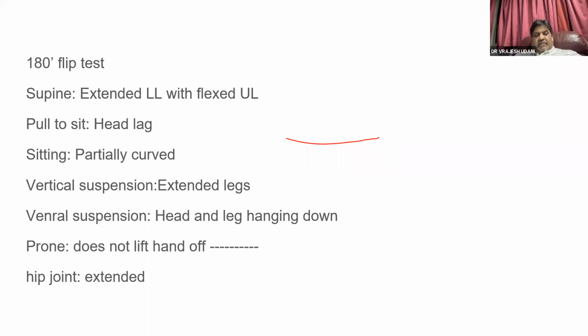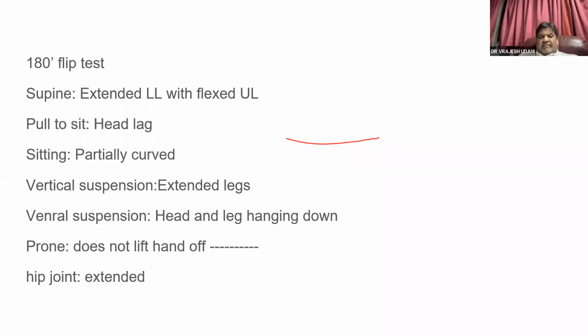Go on. So on supine position, the child had extended lower limb and flexed upper limb. When pulled to sit, there was head lag present. When sitting, the child was partially curved. On vertical suspension, extended legs were noticed. On ventral suspension, head and legs were hanging down. I tried proning, but I could not.